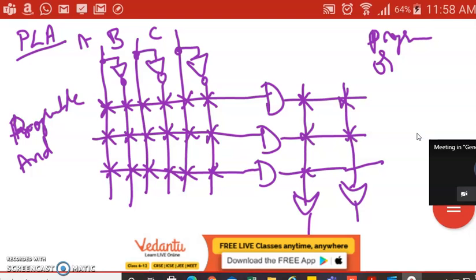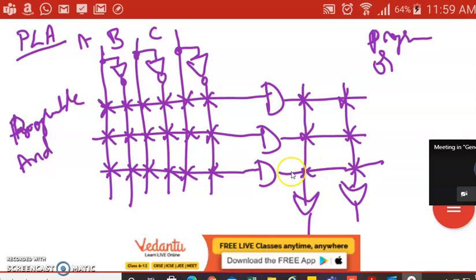Just for the sake of example, I've written 3 AND gates and 2 OR gates. If I want to write all 8, you can write down all 8 AND gates. If you require multiple OR gates, you can write down multiple OR gates here. Whichever input is required for you, you connect only that particular input to that AND gate. Whichever output of these AND gates is required, you connect only that particular one to the OR gate. So using these, we can design the circuit with the programmable logic arrays.